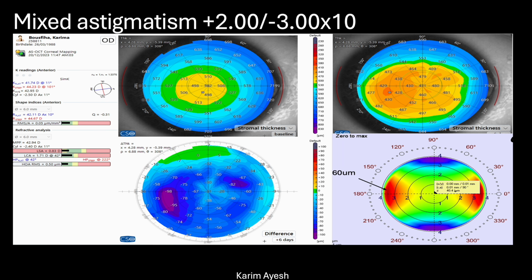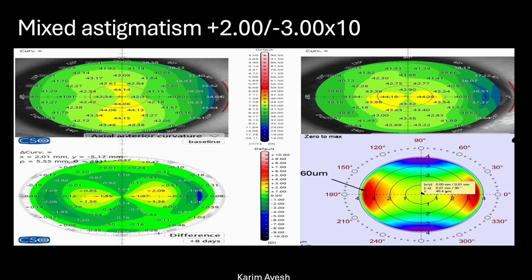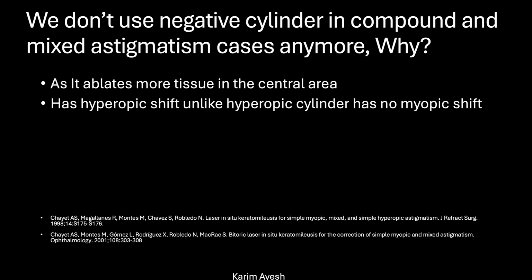And here is the change on the stromal thickness map according to mixed astigmatism, and here are the changes in the keratometry readings. So why don't we use negative cylinder in compound and mixed astigmatism cases anymore? This has happened before, as it ablates more tissue in the central area, which gives a hyperopic shift, unlike the hyperopic cylinder, which has no or only a little amount of myopic shift.